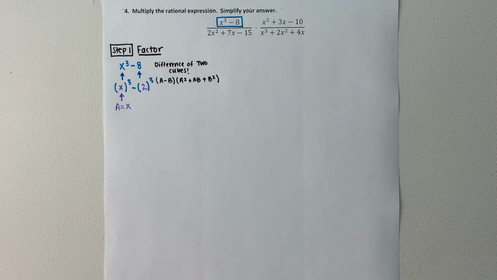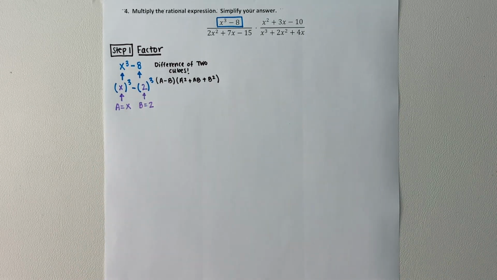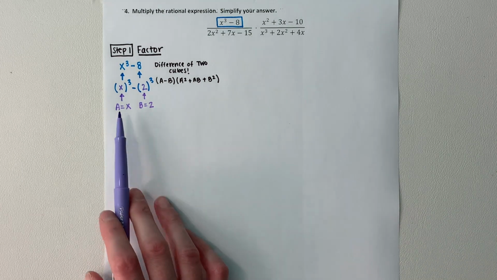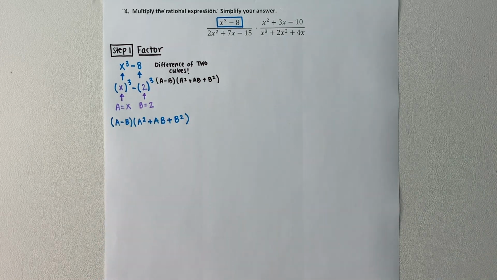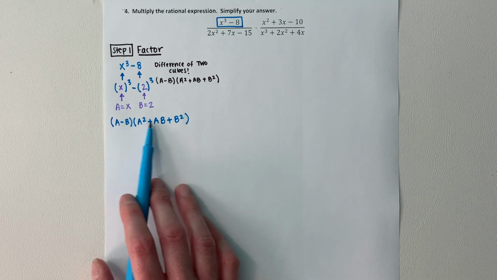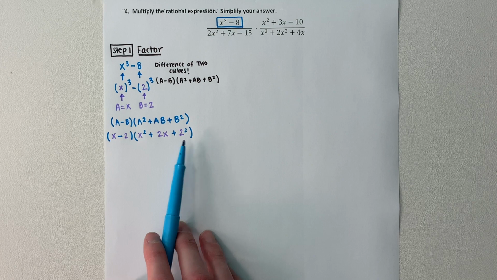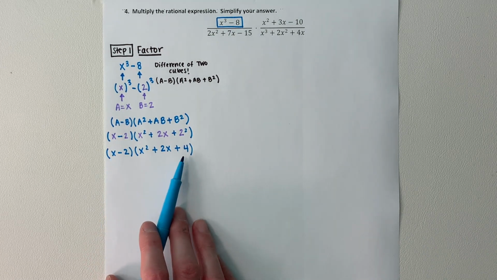Now a is the quantity inside these first parentheses, so a is x, and b is the quantity inside these second parentheses, so b is 2. Now that we've figured out our a and our b, I'm going to start by copying this formula down here. And then I'm going to plug in x for a into our formula, and I'll plug in 2 for b into our formula. That leaves us with this expression here, and I'm going to simplify just by squaring the 2. And that gives us this final factored form here.